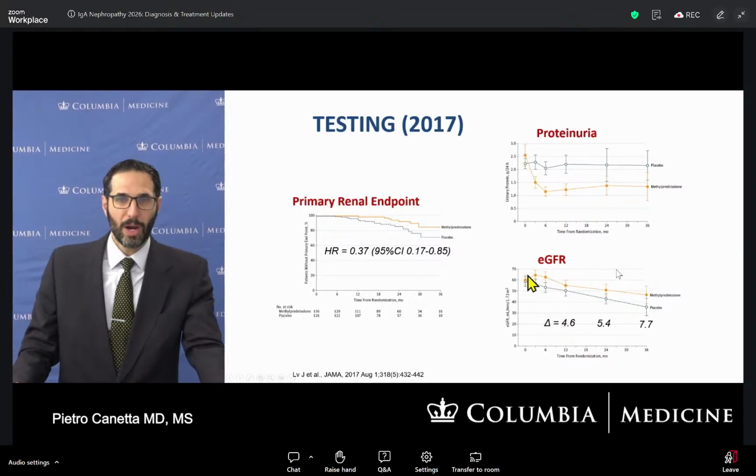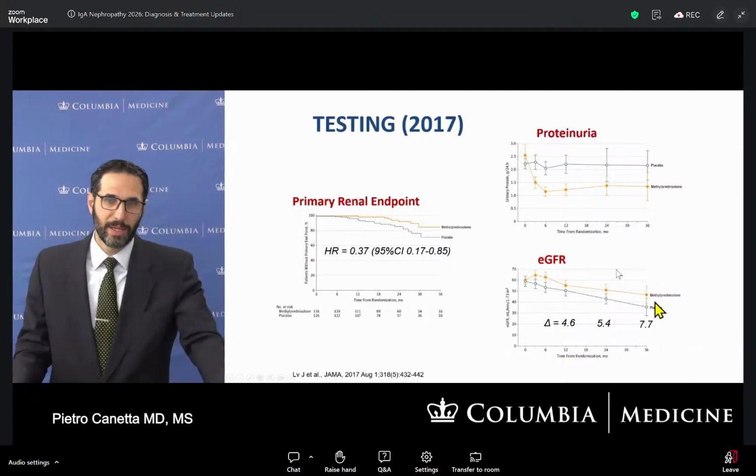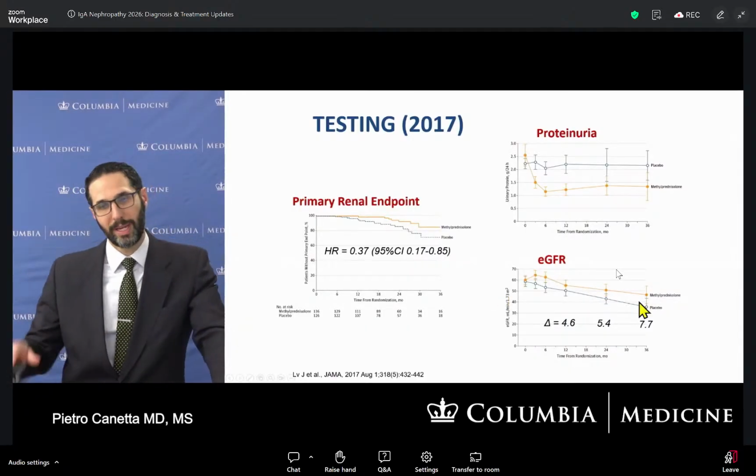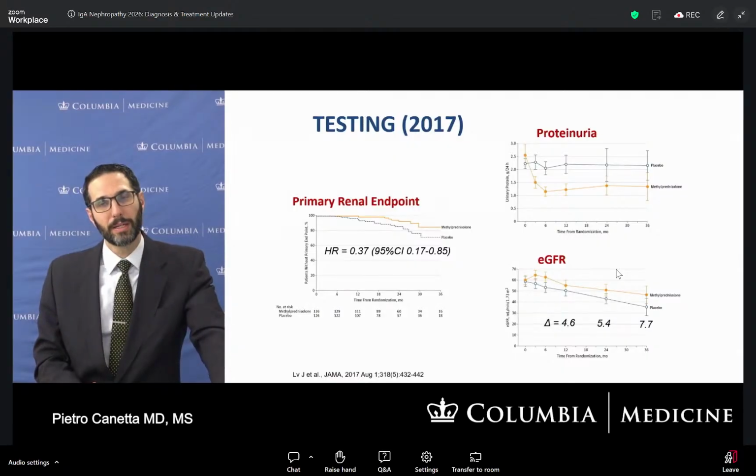And the GFR splits, and the slope of the GFR, if you look at each time point between the methylpred group and the placebo group, there's an increasing distance in the GFR. So the slope, while they didn't specifically publish this, the slope does seem to be flatter.